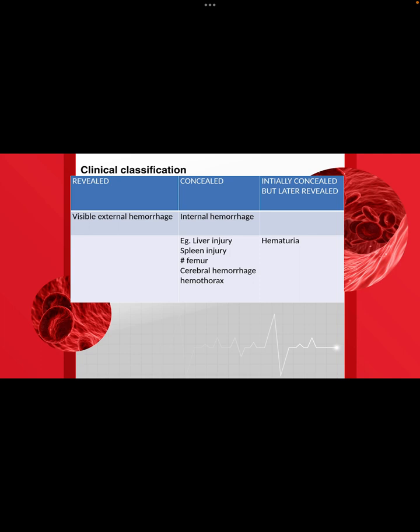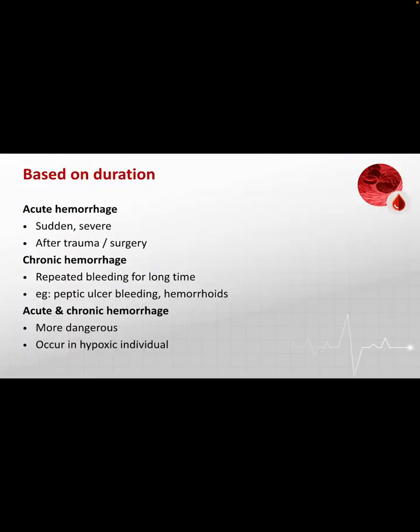Coming on to its clinical classification, there is the revealed type of hemorrhage, which is visible external hemorrhage, and the concealed type of hemorrhage. Examples are internal hemorrhage such as liver injury, hemorrhage caused by spleen injury and hemothorax. There are also injuries which are initially concealed but later revealed, for example hematuria.